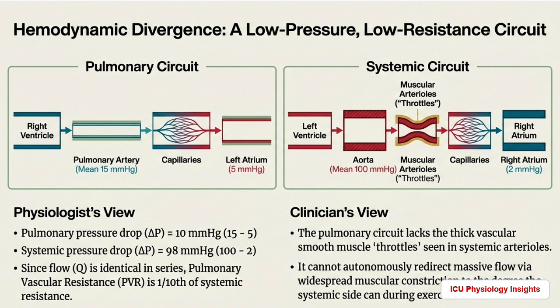So here's the crucial point. How can the pressure be so much lower in the lungs? Well, think about it. Both circuits have to handle the exact same cardiac output, right? About 5 liters per minute. But since the pressure drop across the lungs is just a fraction, about a tenth, of the systemic side, it means the pulmonary vascular resistance has to be about 10 times lower. It's simple physics. And this low-pressure, low-resistance design is the key to pretty much everything that follows.